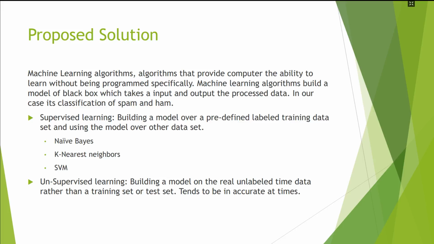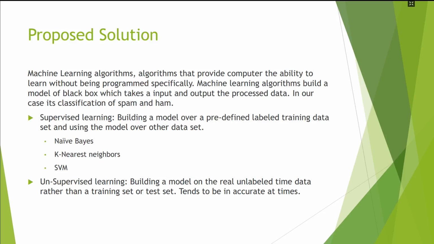Some of the basic supervised learning algorithms are the naive Bayes algorithm, the k nearest neighbor algorithm, and SVM, support vector machine. And coming to unsupervised learning, it builds a model on real-time unlabeled data. So it itself will identify the features and label the data, and this cannot be accurate at all times. It could mislead you very badly.